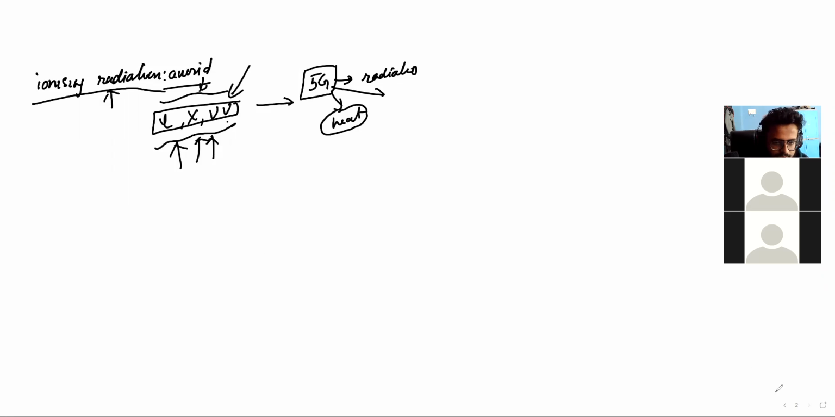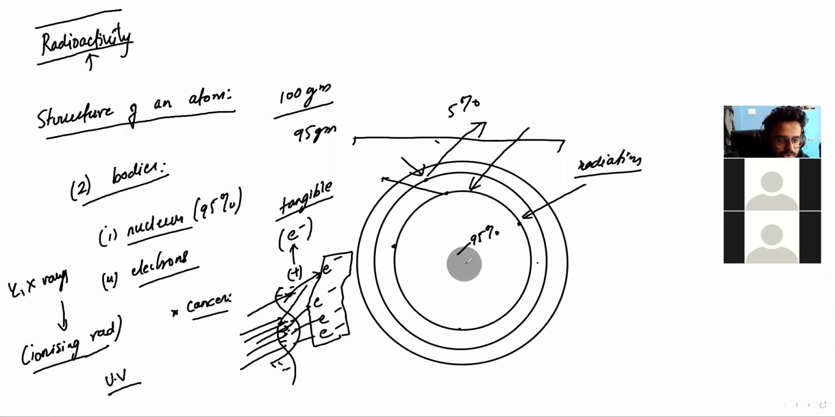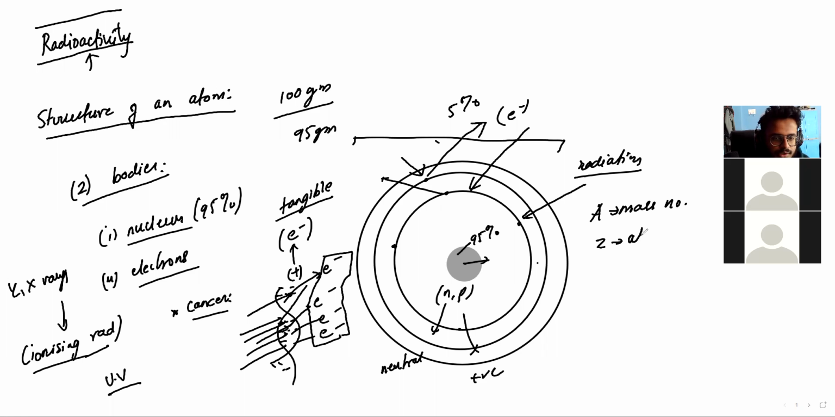So what was I telling you? I was telling you about atoms. We have a nucleus. The nucleus contains neutrons and protons, and outside it are electrons. Neutrons are basically neutral, they do not have any charge. Protons are positive, and electrons are negative. So there are two terms you need to know. A is known as the mass number of an atom, and Z is known as the atomic number.